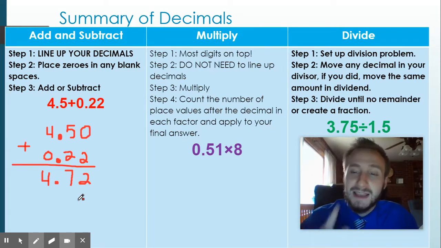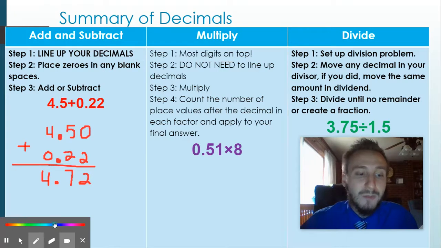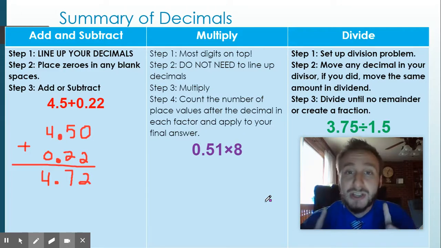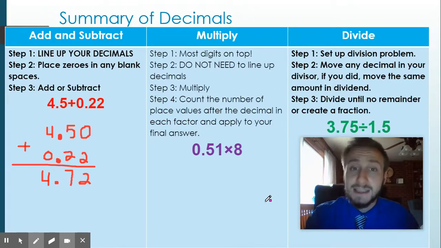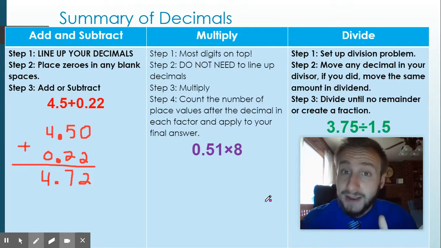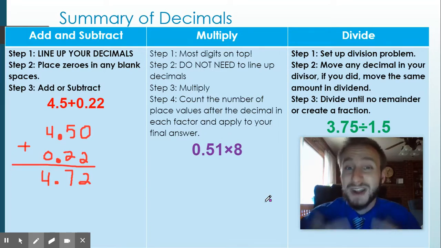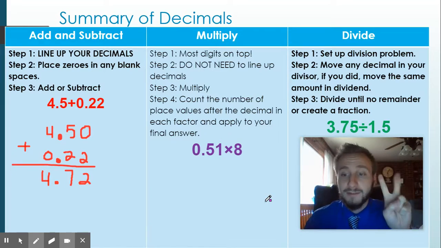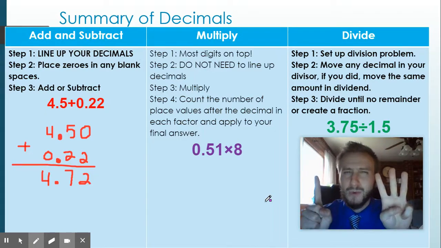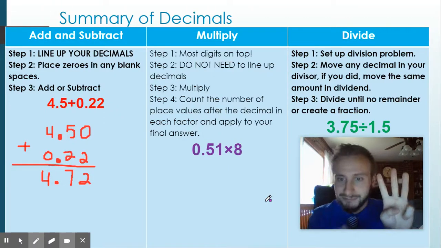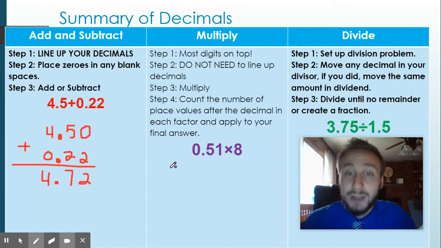Okay? So next we have multiplying. When we multiply, the very first thing you want to look at is which number, which factor has the most digits. And I don't mean which one has the greatest value, right? Because 8 is more than 0.51, but that doesn't mean that it has the most digits. The most digits mean which one has more numbers in it. You have 0.51, which is 3 digits, and you have 8. Well, which one is more? Okay, the 0.51. That one goes on top.